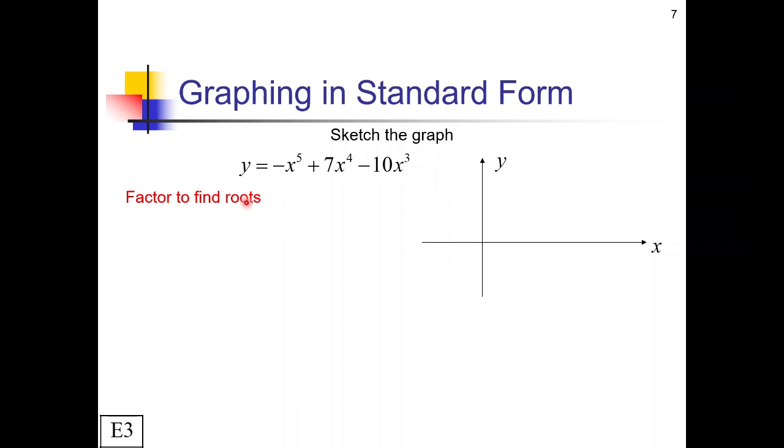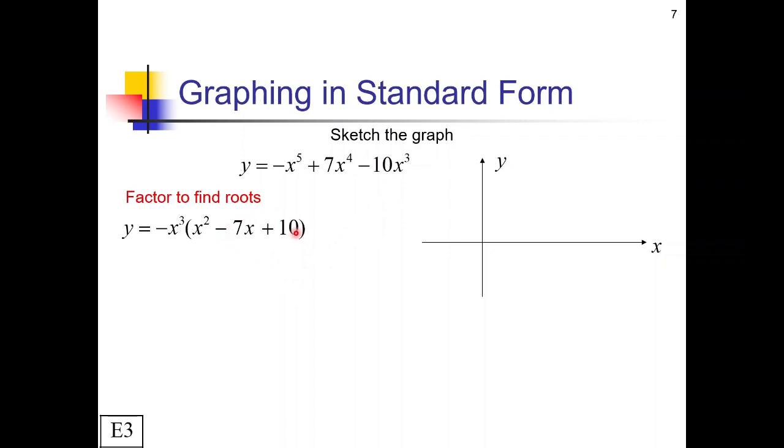Pause the video and see if you can figure out the x-intercepts for this. All right, so going through kind of our factoring techniques, we see that all of these terms have an x to the third power at least. So taking out a common factor of x cubed seems like a good move. And let's make it a negative x cubed so we can make this first term positive here. So if I take a negative x cubed out of everything, that'll give me a positive x squared minus 7x plus 10.